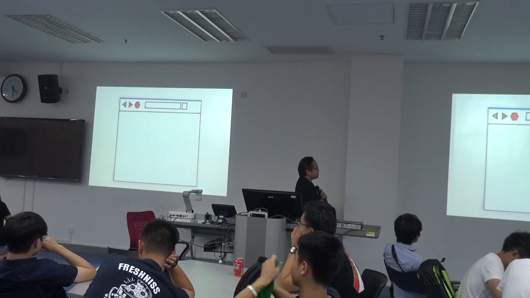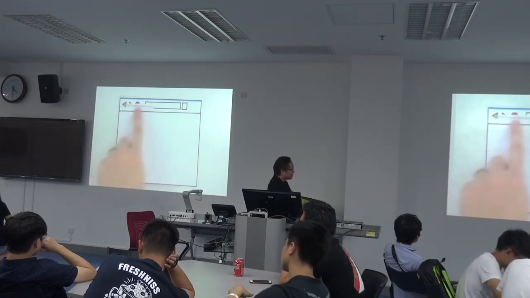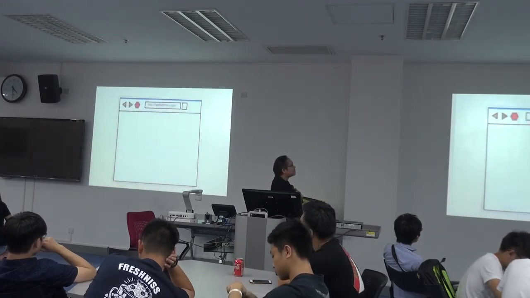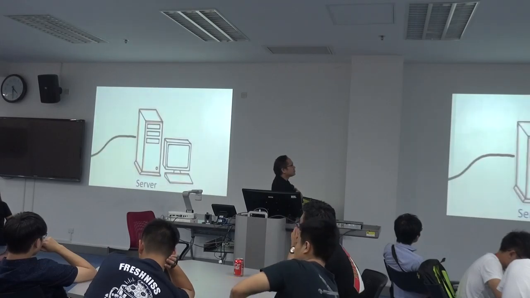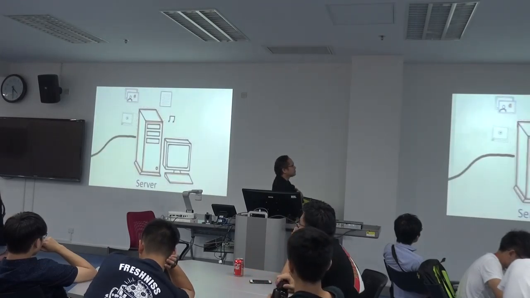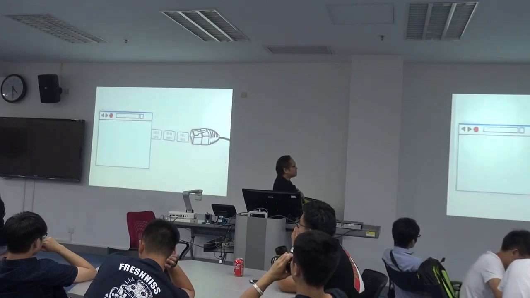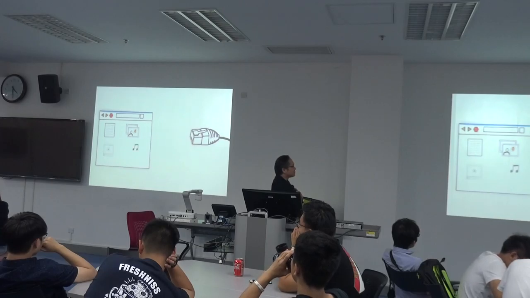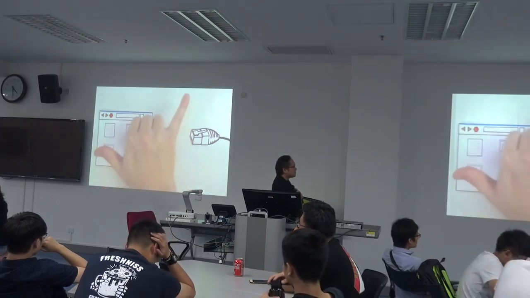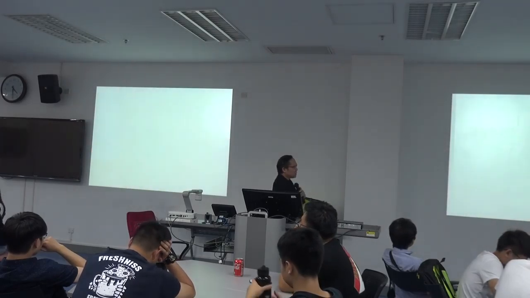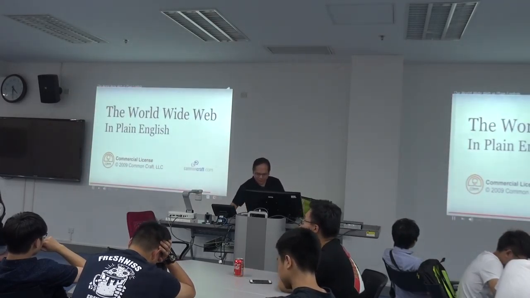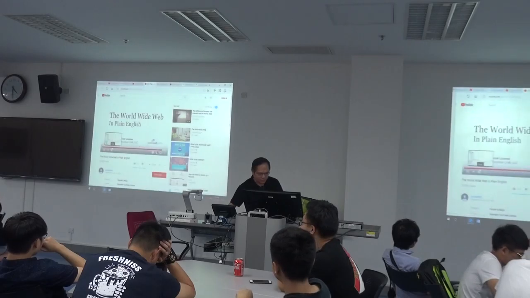So, let's sum it up. To visit a website, we type in a web address or click a link. The information for the website lives on a server. It comes to us as little packets of code, and our web browser translates this code into words, photos, music, videos, and links that help us get things done. I'm Lee Lefevre, and this has been the World Wide Web in plain English.